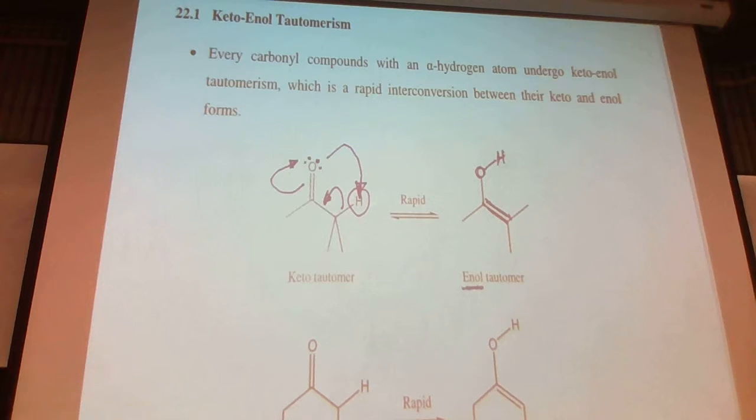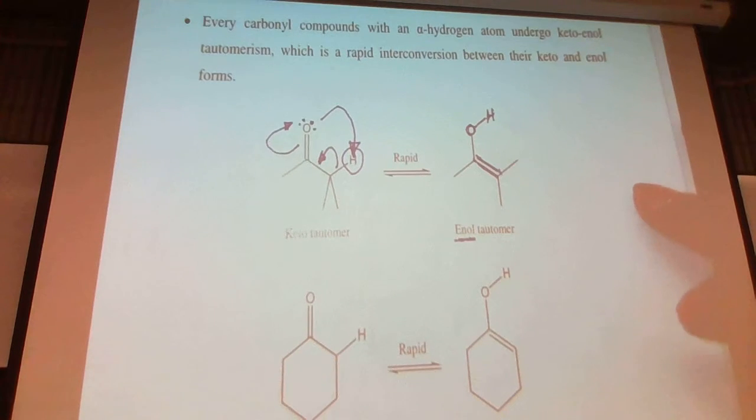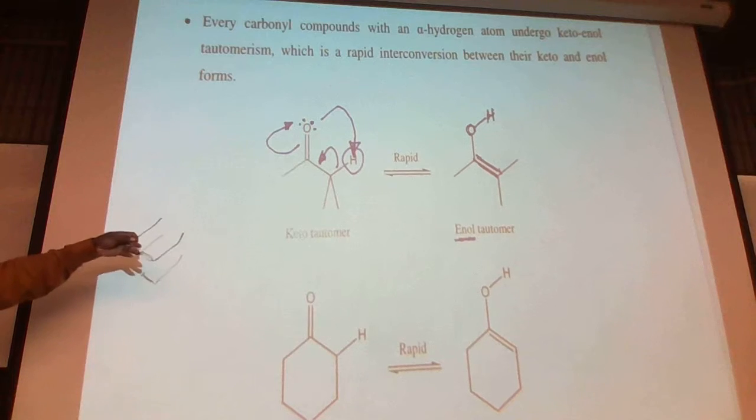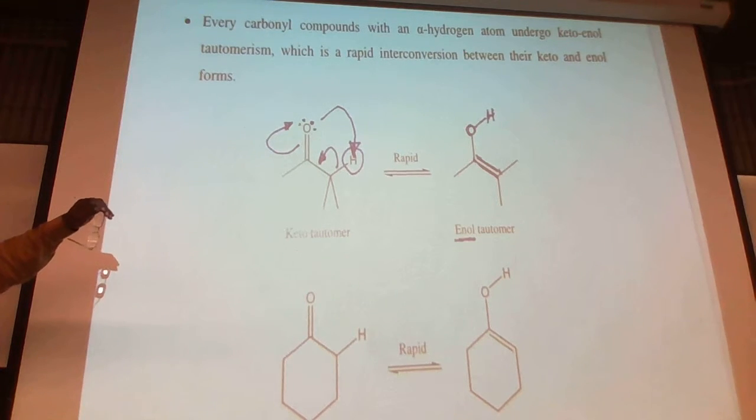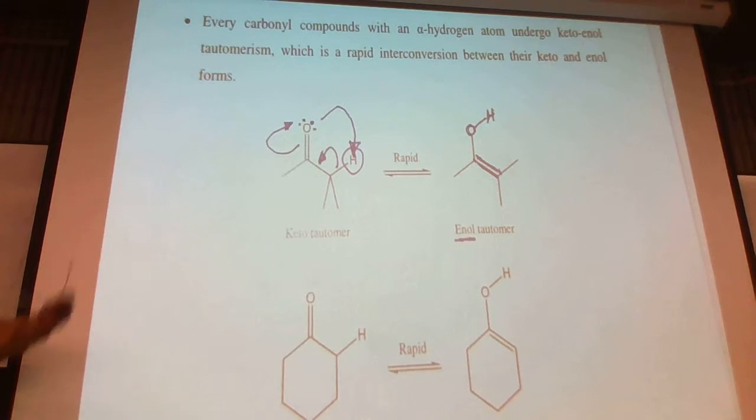Okay, so it's a very rapid reaction that occurs in every carbonyl. So for any carbonyl, if you have 99.5% of it in the carbonyl structure, you may have something percent in the enol form. So that occurs in every carbonyl, every ketone and aldehyde.